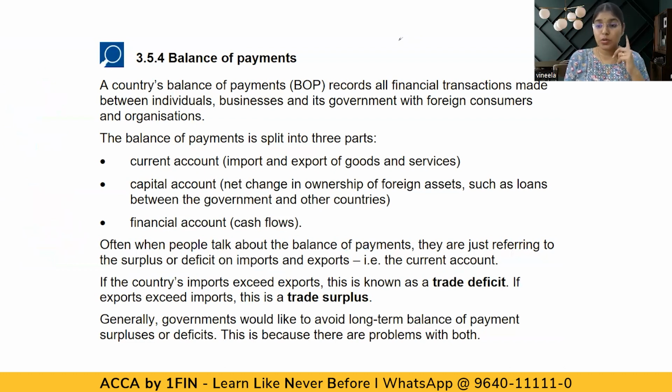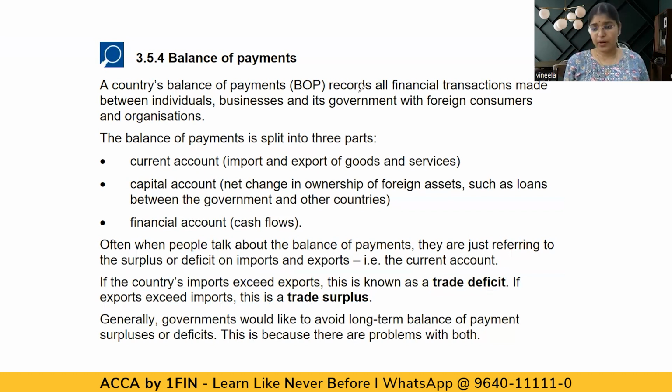So as this relates to sale and purchase of goods and services, sale and purchase is nothing but trade. You will call them either trade deficit or trade surplus. If the country's imports exceed exports, that means imports are more than exports, it is known as trade deficit. If exports exceed imports, that means exports are greater than imports, or I'll write that imports are less than exports, it is nothing but your trade surplus.